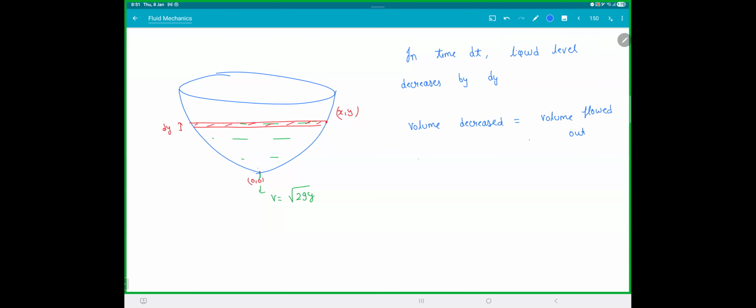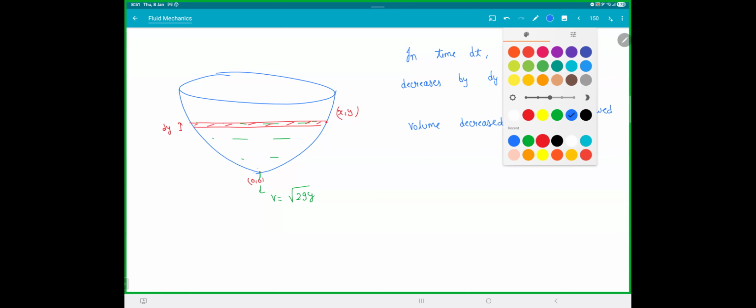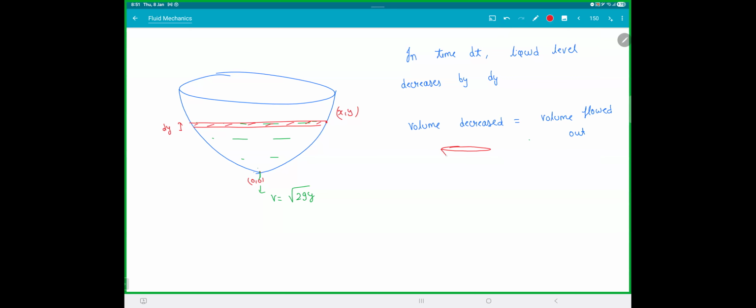How much did the volume decrease? Now remember, that thing would be like a disk whose radius was x and whose width was dy. So the volume that decreased is pi x square dy. And how much did the volume flow out? Area of the hole into velocity into dt. So this would be pi x square, and this will be dy by dt, which is a into root 2gx. But what is dy by dt?